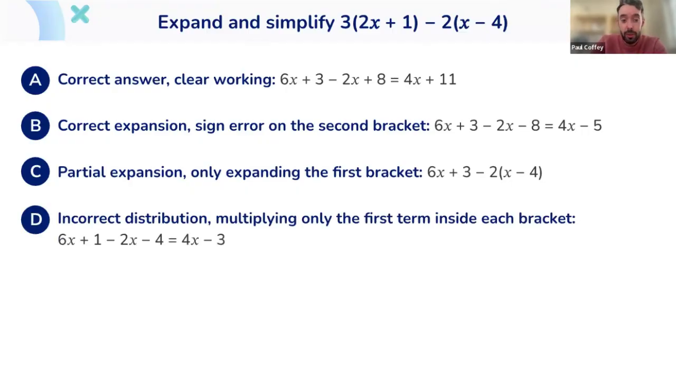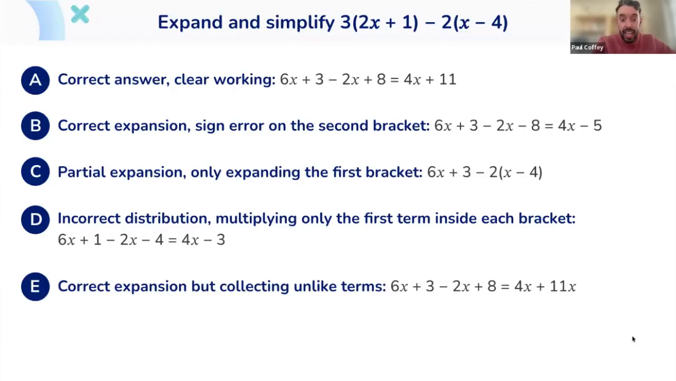Student D. Here we've got an incorrect distribution, so multiplying only the first term inside each bracket. This student seems to understand the need to multiply the term outside the bracket by something inside, but they're only applying it to the first term. The +1 and -4 have been left unchanged. So this is a more foundational gap in the understanding about what expanding brackets really means.